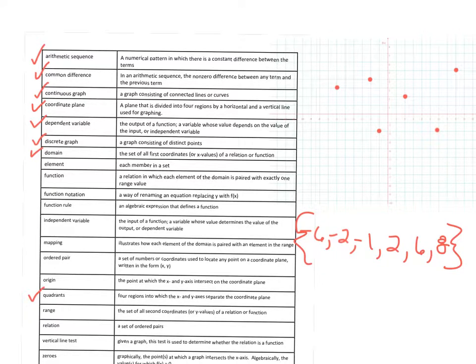Now all of these are the possible values of x in this particular graph. And this brings us to our next vocab word, which is element, because each one of these is an element of the set of domain values. So that's all we're talking about when we talk about an element. It's any member in a set.